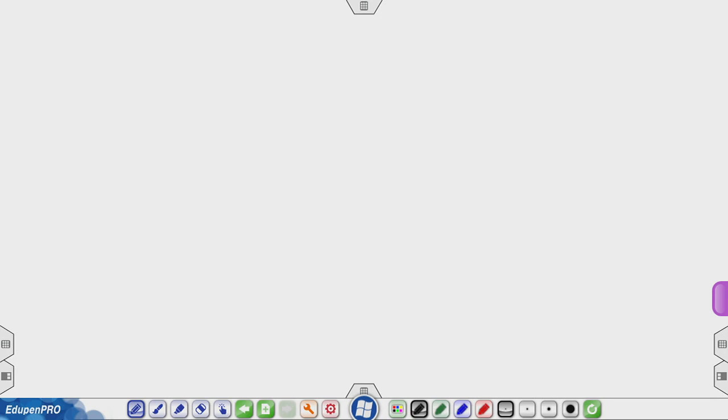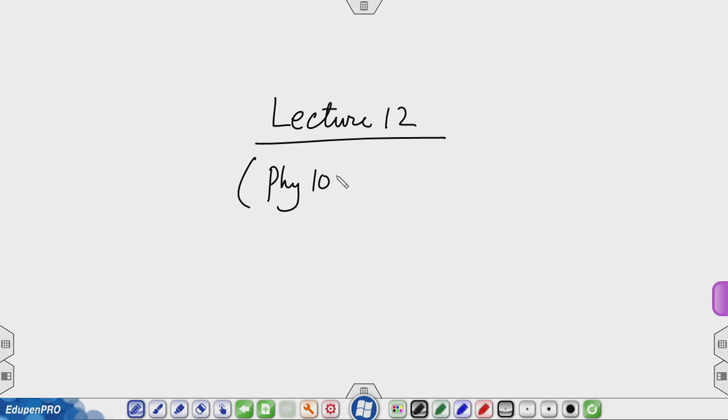This is lecture 12 of physics 210A, Thermal Physics, and we have been discussing thermodynamic potentials. We will continue with that in this lecture.